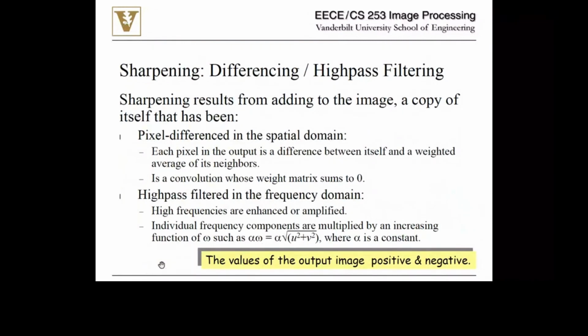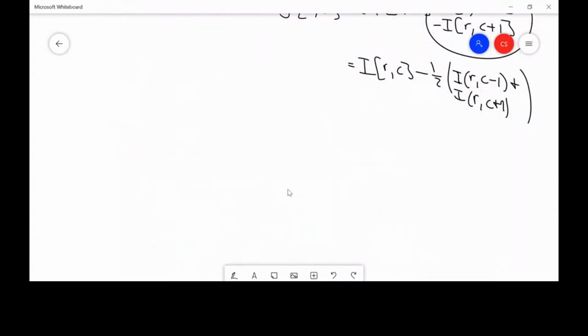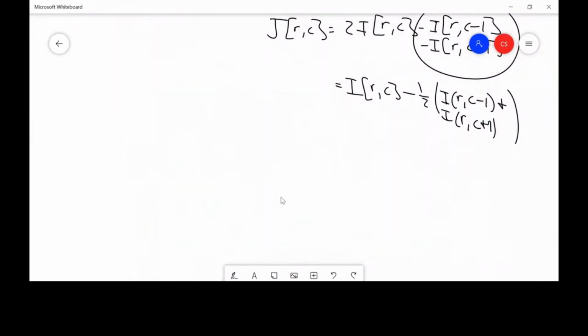But now when you are in the Fourier domain, you are not constrained to that anymore. So for instance, let's do it in 1D again, and let's do it for continuous images. So I want to compute the derivative of this.